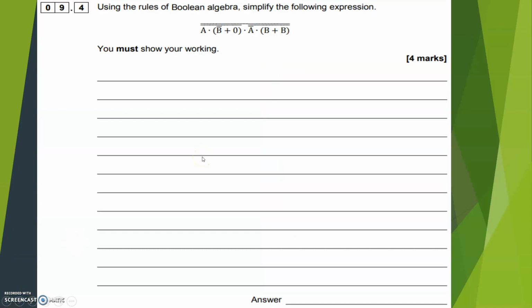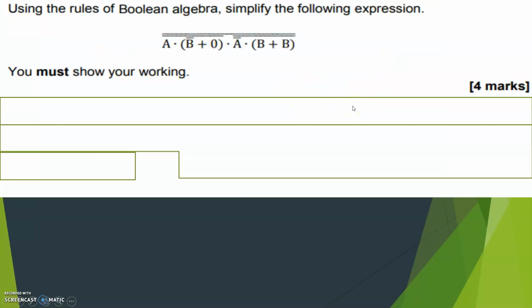Okay, so the Boolean algebra question from last week, let's have a look at it and work through the answer to it. It was worth 4 marks, and let's have a look at how this mark scheme broke down those 4 marks. Using the rules of Boolean algebra, simplify the following expression.